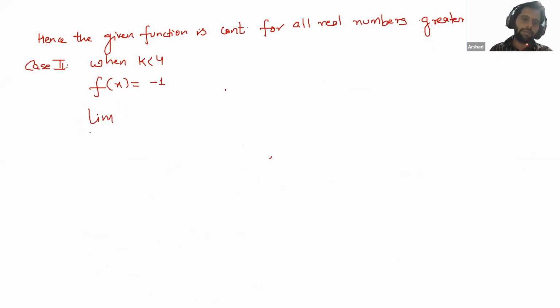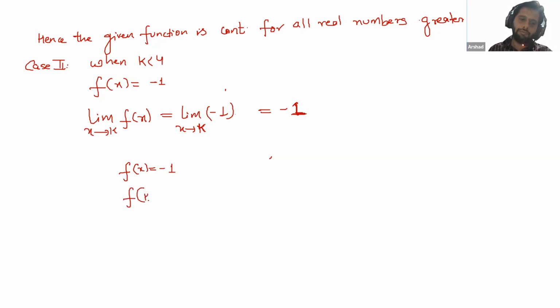Now we will calculate the limit as x tends to k of f(x). Which function will we use? We will use the third one, -1. If we put in the limit k, there is no x in this one, so we will get -1. Next, we have again f(x) equal to -1. If we find f(k), the answer we get is -1. So what is the final answer?